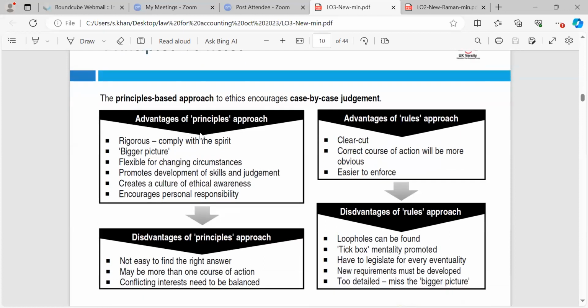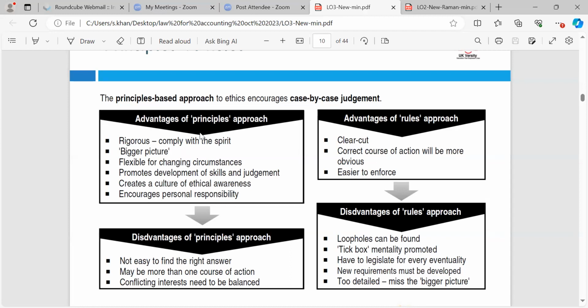Principles and against rules. So the principle-based approach to ethics encourages case-by-case judgment. Advantages of the principle approach: it's quite rigorous, complies with the spirit and the bigger picture, gives flexibility for changing circumstances, promotes development of skills and judgment, and creates a culture of ethical awareness. Like I just said, it encourages personal responsibility. The disadvantage is that it's not easy to find the right answer sometimes, and there may be more than just one course of action, and conflicting interests need to be balanced.